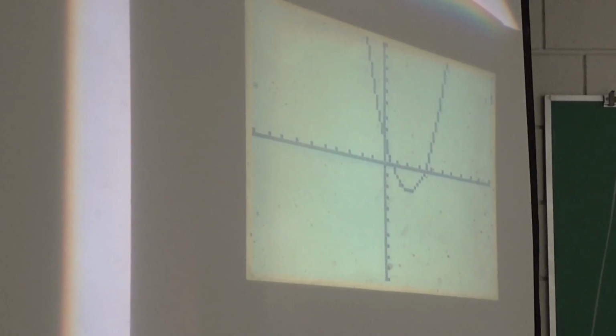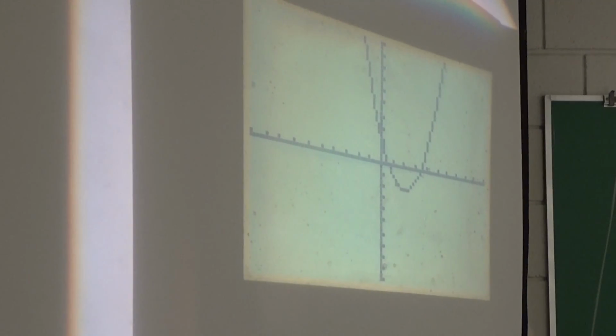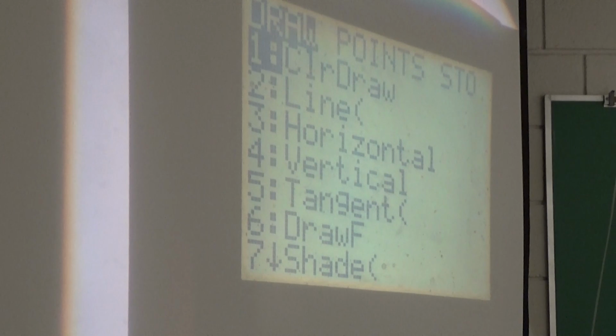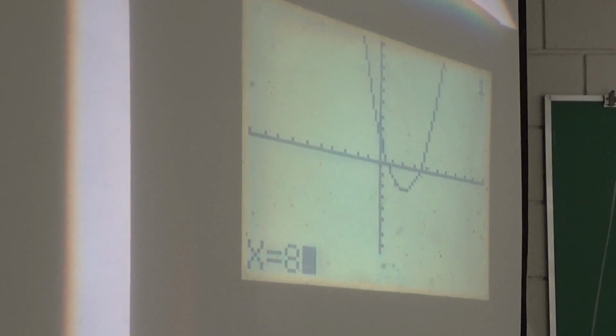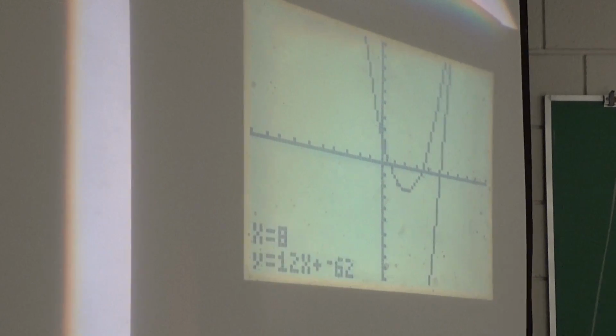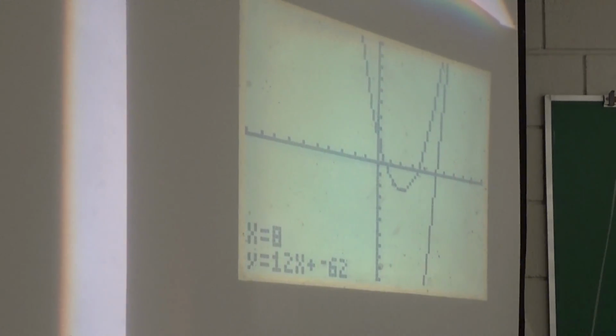Graph. Oh, I've got to draw it again? That's messed up. Draw number 5. I'm going to do it at x equal to what? 8. 8. Kind of slanted. Isn't that cool?